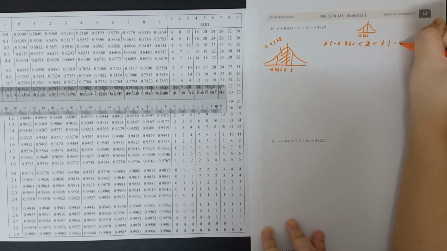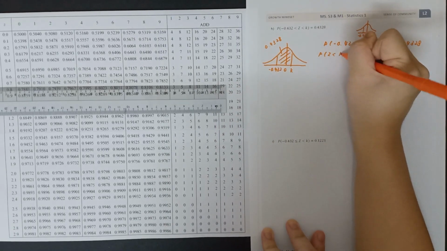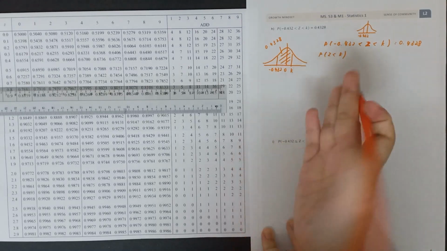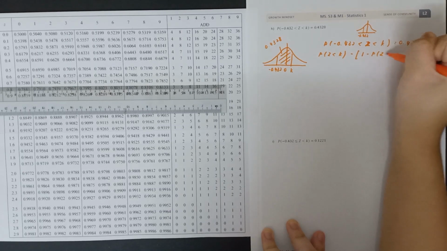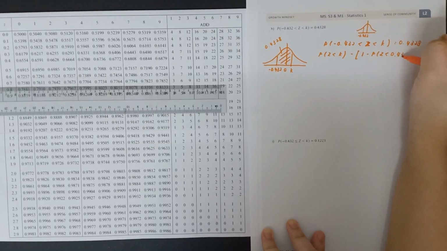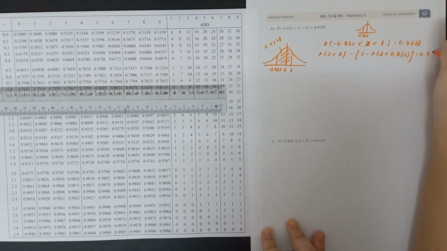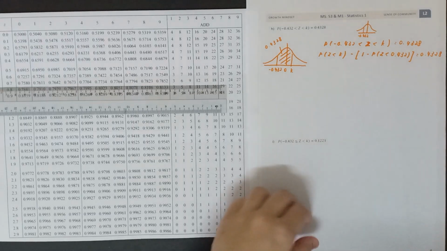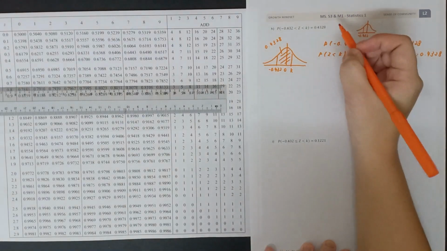So 0.4328. You know that you are going to use the area smaller than k, probability z smaller than k. And then you are going to reflect this and find the less than part. So 1 minus probability z smaller than 0.432. If you don't understand, then you can try to draw it. It's basically reflection, then it becomes more than, so you want to find less than, so your negative 0.432 becomes positive now. Then you can continue.